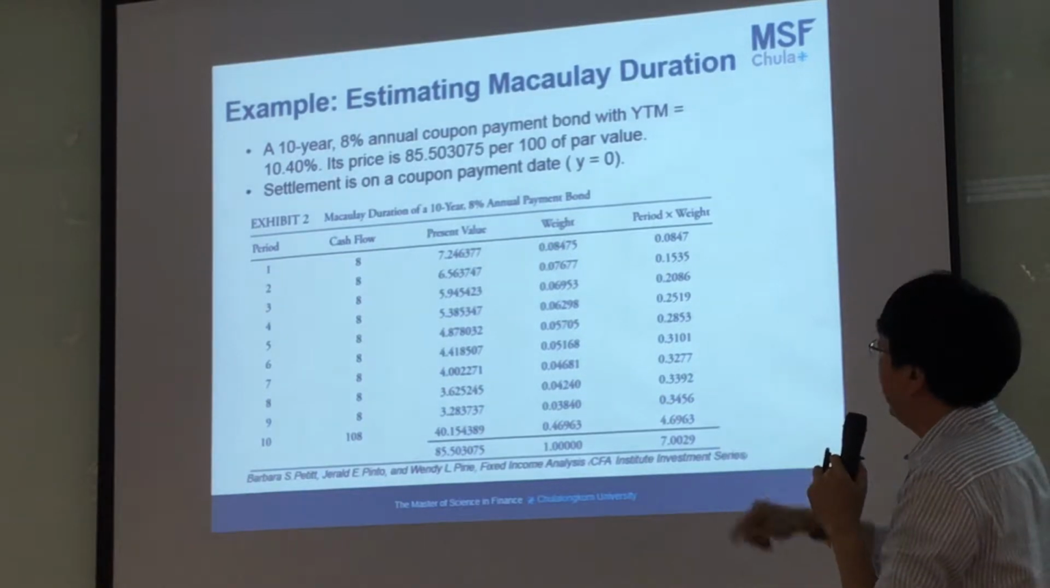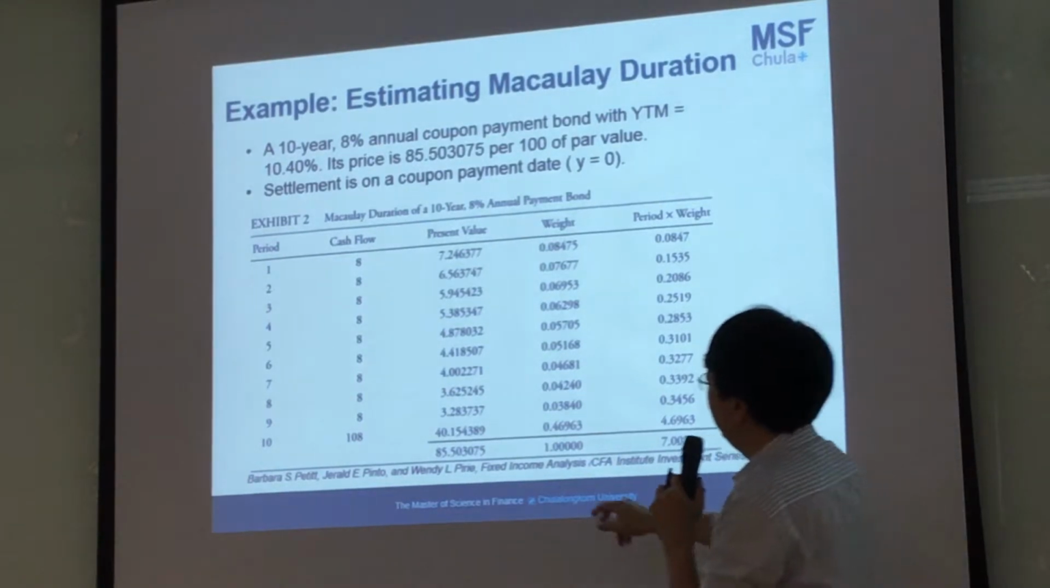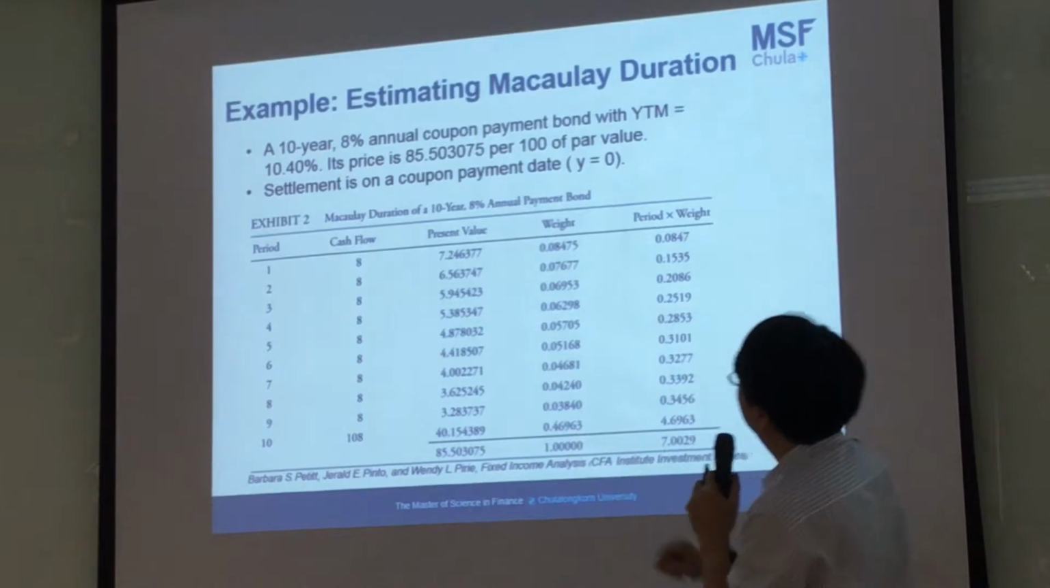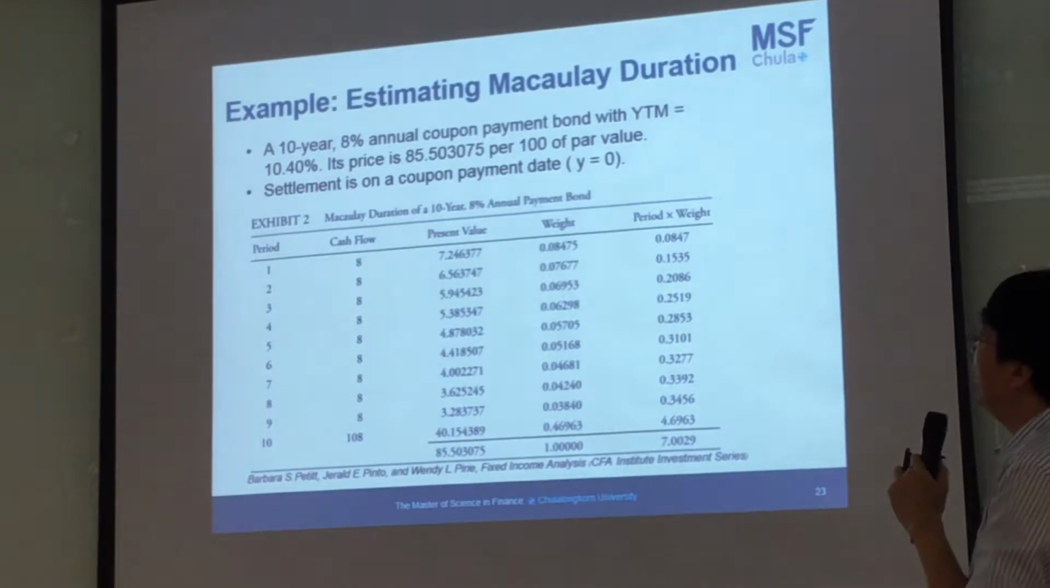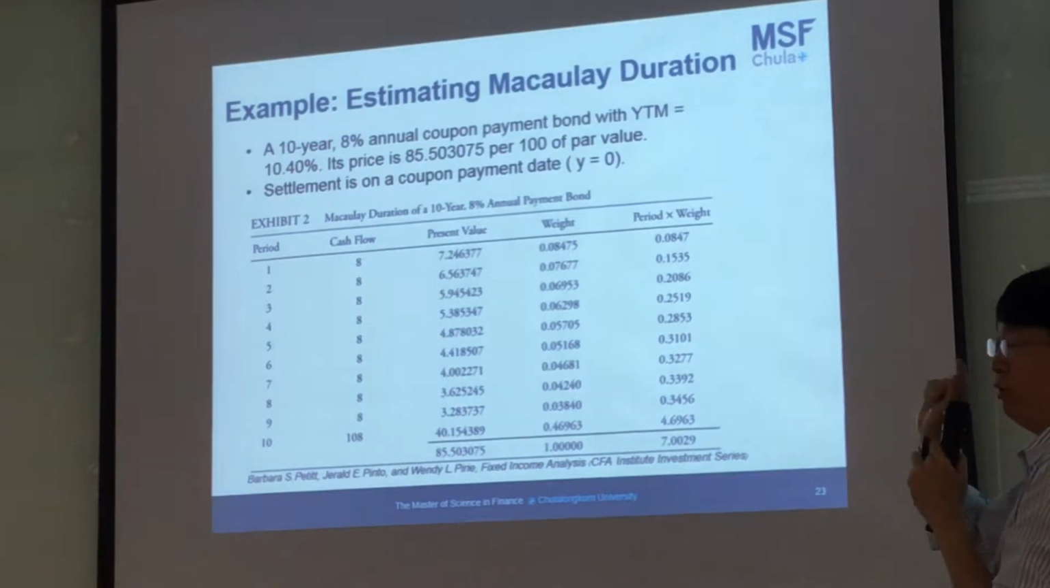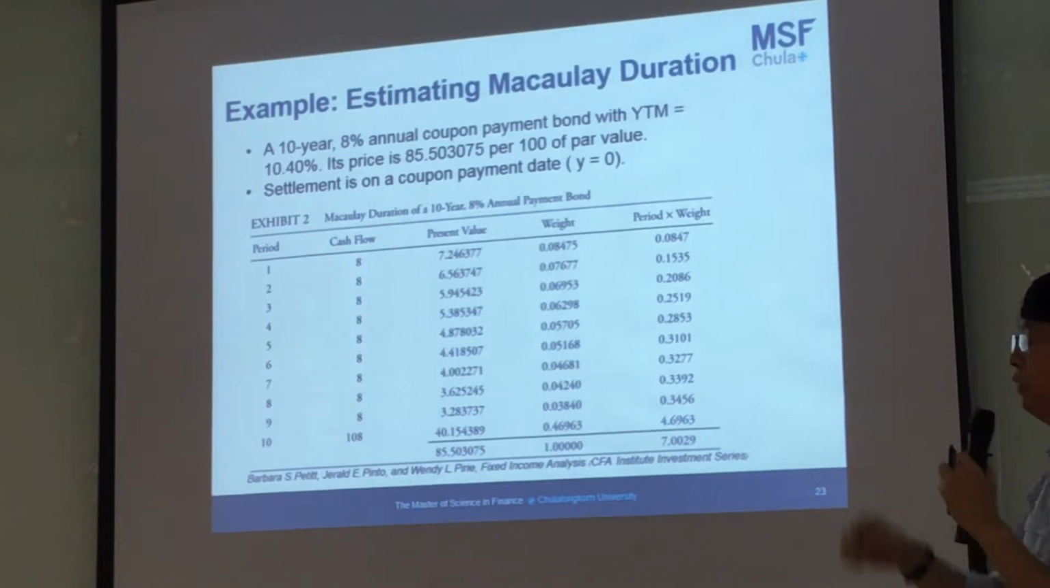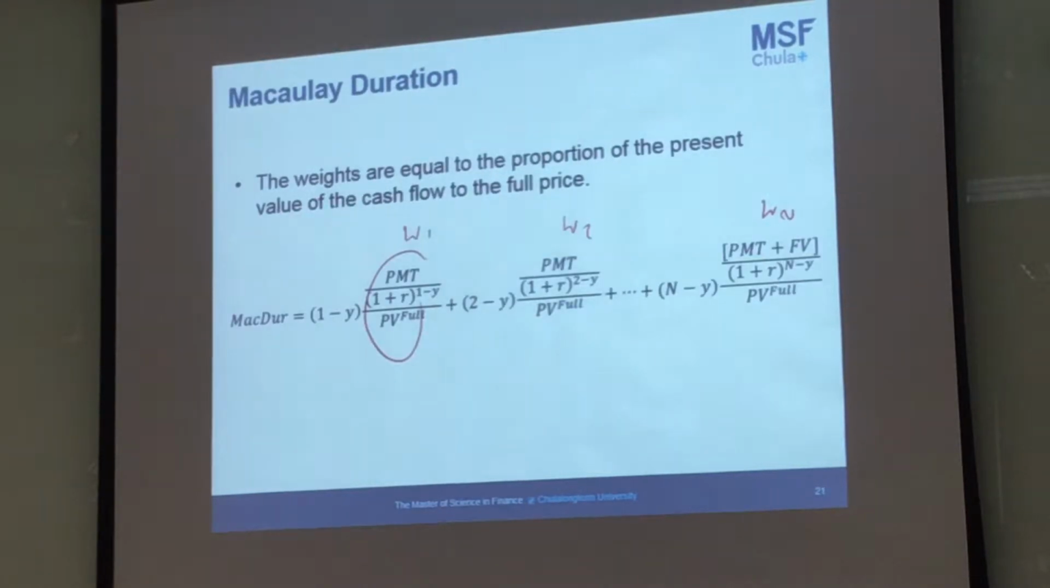The current price is 85.50. How to get this, we will show you later. Suppose that the settlement is on the coupon payment date, so y is 0. You can also use this formula.